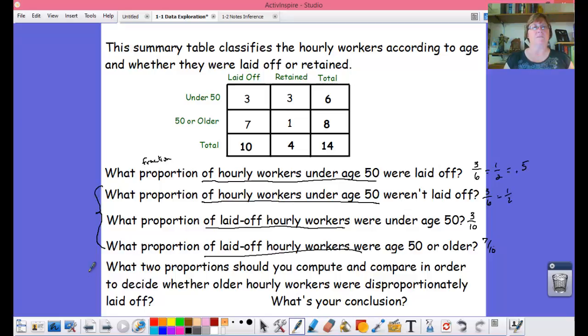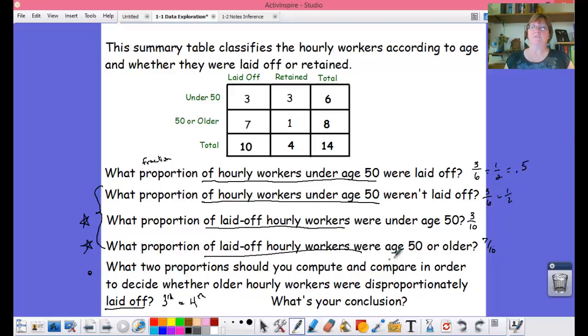Now this last question: what 2 proportions should you compute and compare in order to decide whether older hourly workers were disproportionately laid off? To me, the clue to this is here. We're only looking at laid off workers and we want to know whether older workers got laid off more often. It should be these 2. So if we labeled those proportions 1, 2, 3, and 4, it's the third and fourth there. That's the 3/10 versus 7/10.